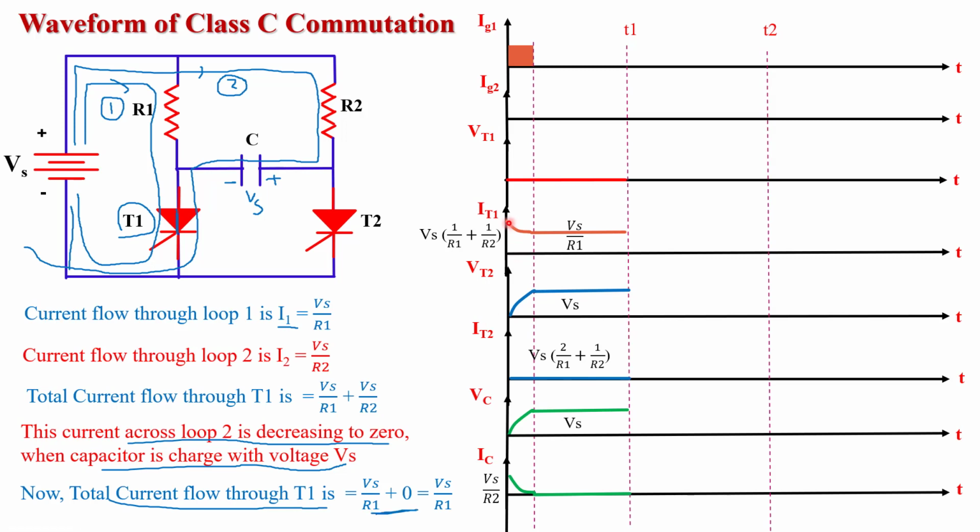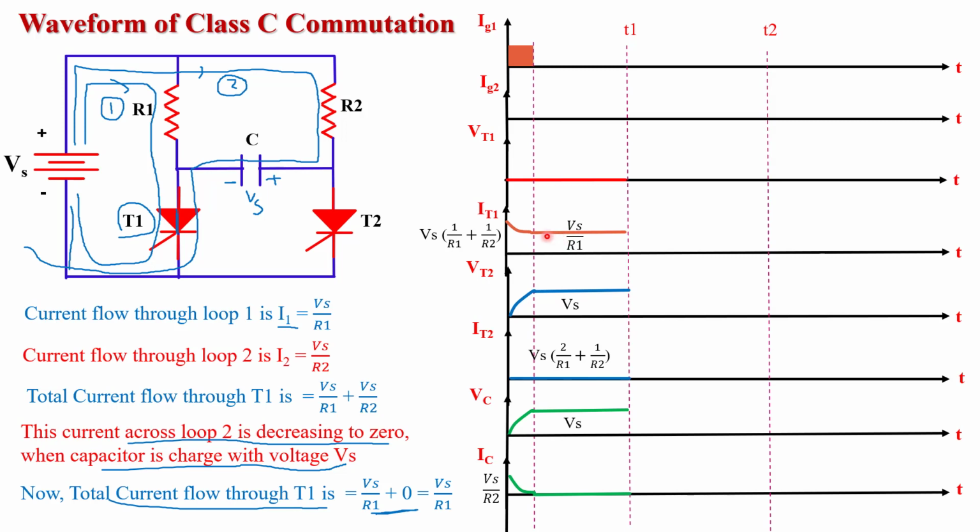So in the waveform, initially how much current flows through the T1 thyristor? This much: Vs times 1 upon R1 plus 1 upon R2. As the capacitor slowly charges to the Vs supply voltage, the current across T1 decreases because the loop 2 current is decreasing. When the capacitor is fully charged to Vs, at this time instant the loop 2 current has decreased to 0. At this time, the total current through T1 is Vs by R1. So here this magnitude is Vs by R1.